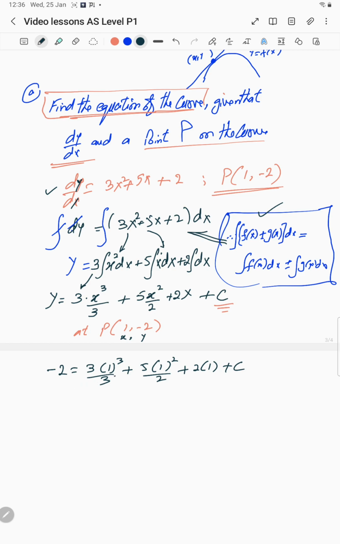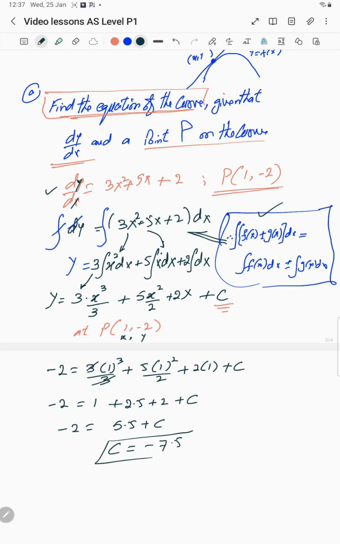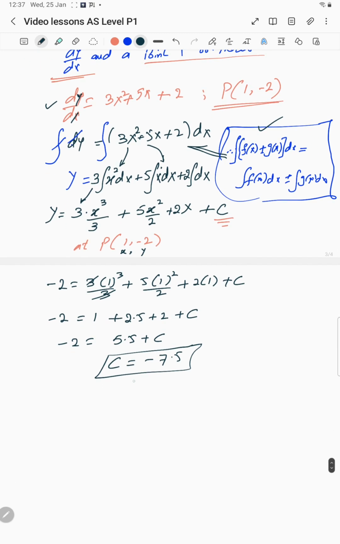After simplifying, you can see the 3 cancelled, we get minus 2 is equal to 1 plus 5 by 2, which gives 2.5, plus 2 plus c. Minus 2 is equal to 5.5 plus c. Take this aside: minus 7.5 is the value of c. This is how we can find the constant of integration c.